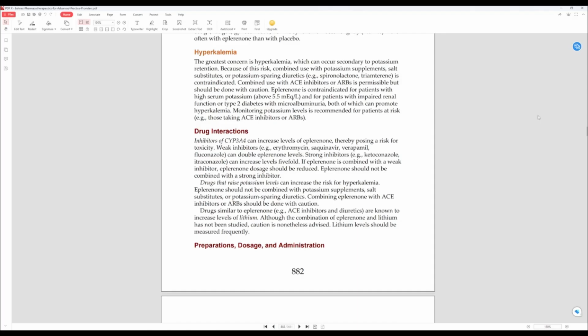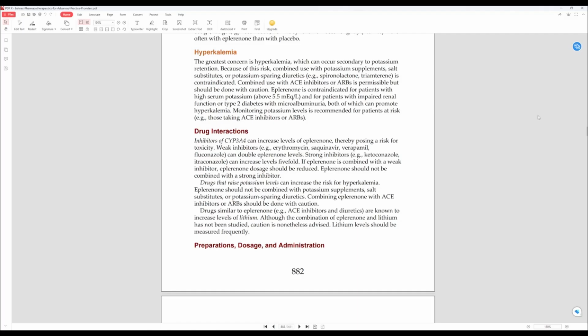Hyperkalemia. The greatest concern is hyperkalemia, which can occur secondary to potassium retention. Because of this risk, combining it with potassium supplements, salt substitutes, or potassium-sparing diuretics is considered contraindicated. Combining it with the use of ACE inhibitors or ARBs is permissible but should be done with caution. Eplerenone is contraindicated for patients with a serum potassium above 5.5 and for patients with impaired renal function or type 2 diabetes with microalbuminuria, both of which can promote hyperkalemia. Monitoring potassium levels is recommended for patients who are taking ACE inhibitors and ARBs as well.